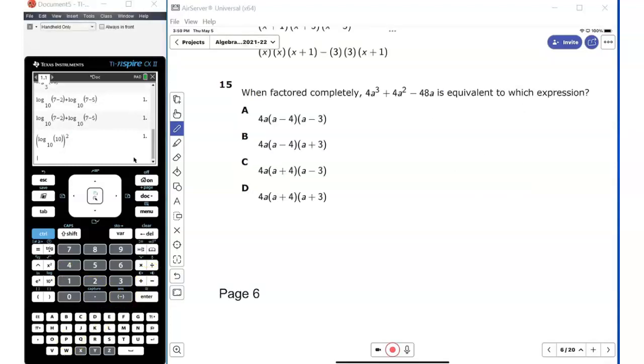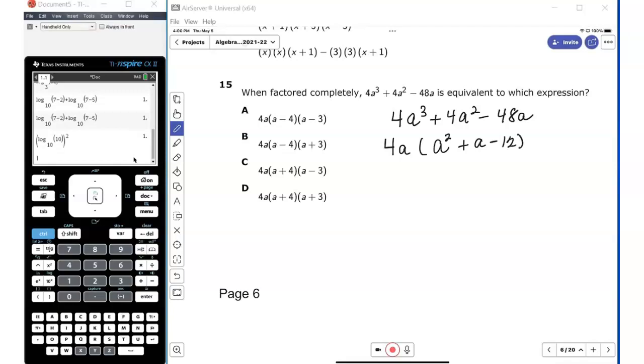Number 15, when factored completely, this equation is equivalent to which of the following expressions? So you know that you have 4a cubed plus 4a squared minus 48. They're all divisible by 4, so you can factor a 4, and we do have an a here, and you can also factor an a. So you're left with a squared plus a minus 12.